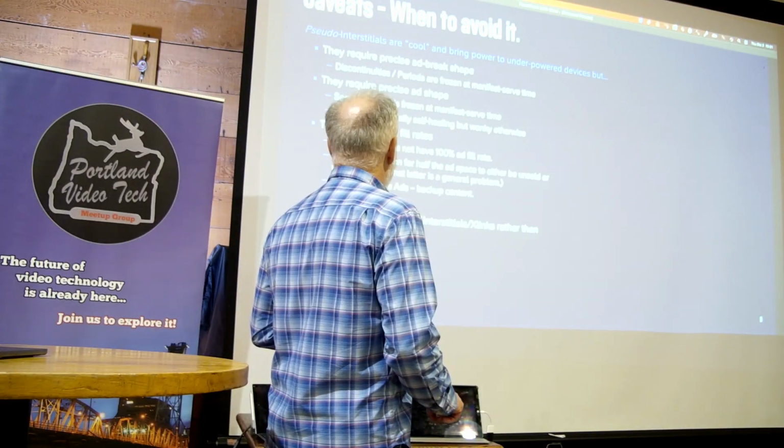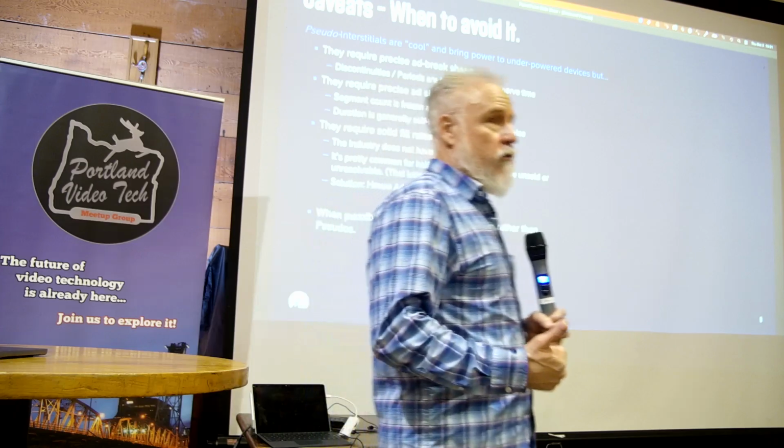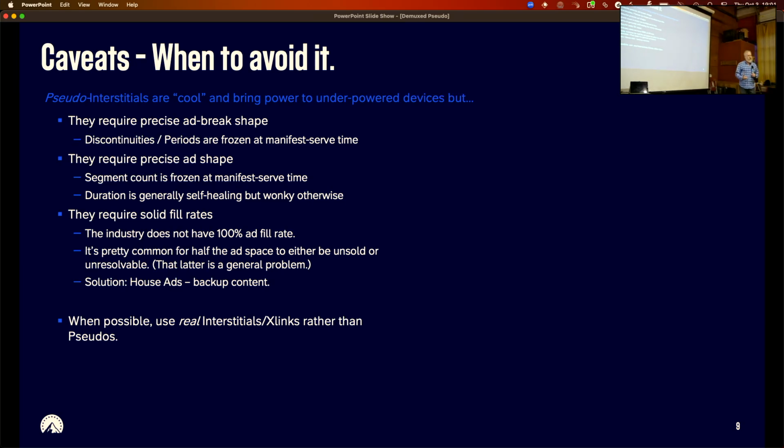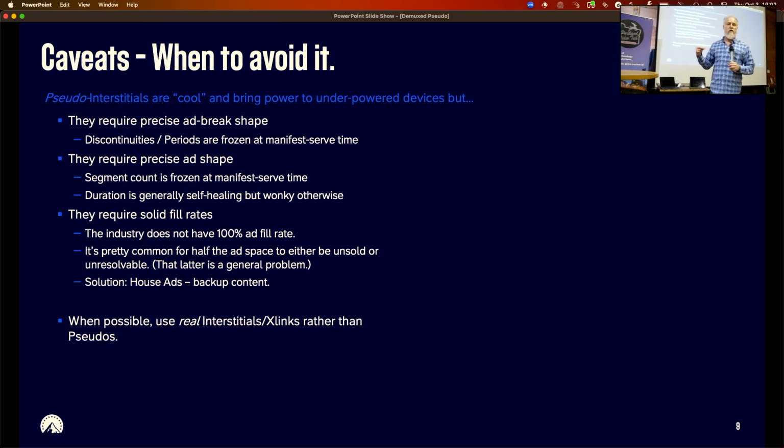Problem number 2, the segment count really is frozen at manifest time, so you have to get that right and be consistent with your lengths. That's not generally hard, but anybody who's dealt with video for a long time knows that these things vary sometimes. If it goes over just a little bit, you're likely to run into a new segment. Your audio and video have to be consistent. You can't have the audio go into a slightly longer segment than the video.